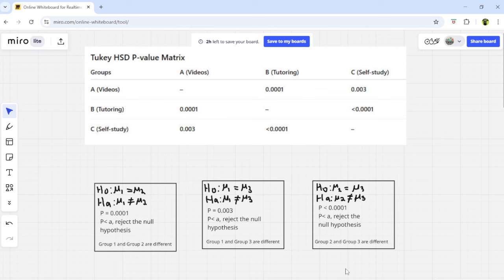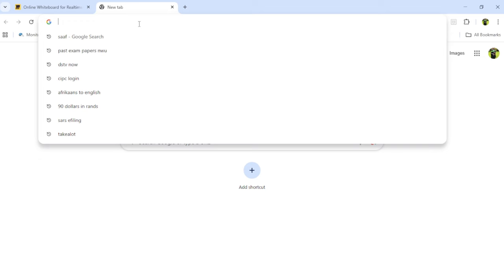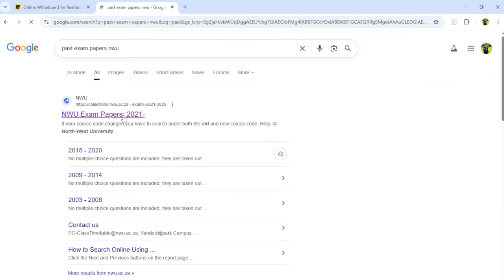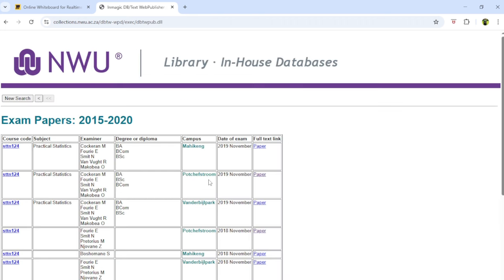Now you might find in other question papers, let's actually go and look for a question paper from the previous years to just make this practical example where you have similar groups. So I'm just gonna look for past exam papers, NWU, just gonna search it like that. Let's go to 2015 to 2020. I'm specifically looking for test 2019. Yeah, let's do 2019.